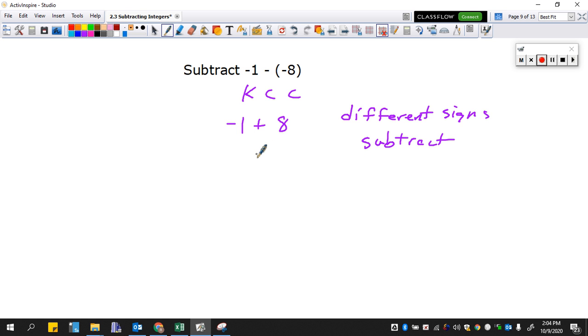8 minus 1 is 7, and we give it the sign of the largest number. The largest number is a positive 8, so it just stays as 7, because it stays as a positive number.